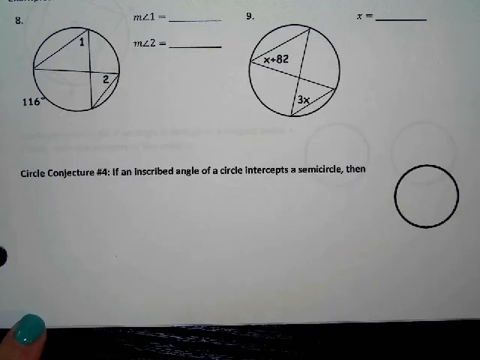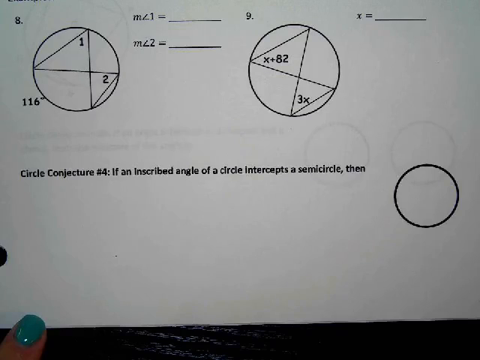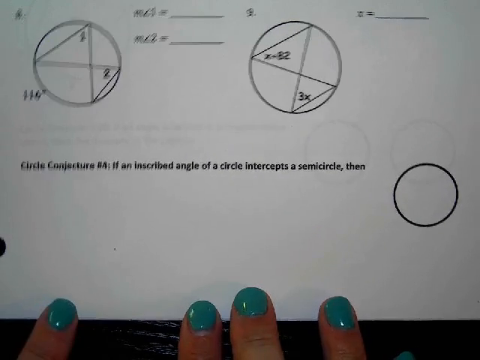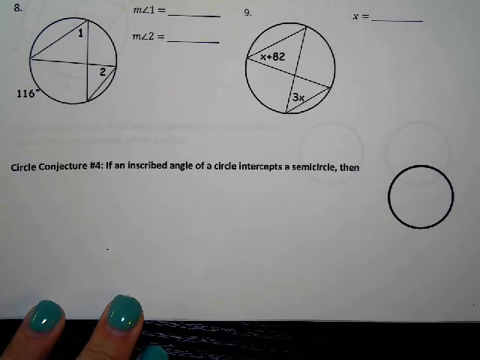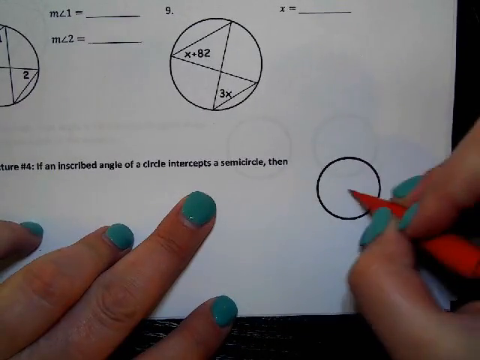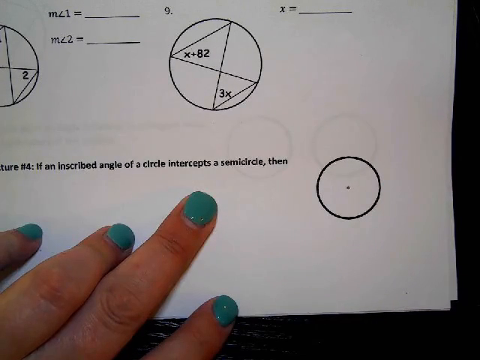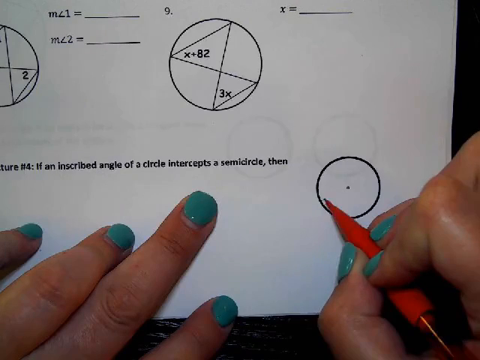Okay, so this one says, if an inscribed angle intercepts a semicircle. So a semicircle is half of a circle, so that's what we need to draw. What I'm going to do first is draw a dot that's approximately right in the middle of the circle, and then draw a line that's a diameter, so it's going to go through that center. It doesn't matter where you draw this, the drawing will work out no matter what. It can be at any slant that you want.